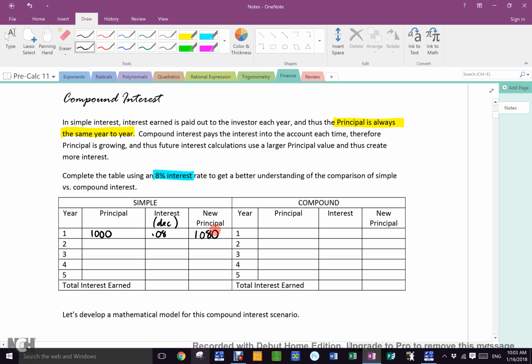1,080. Everybody agree? Now in simple interest, at the end of that year, the bank is going to give you a check for $80. Okay, thanks. All you did was deposit $1,000 in their account. They're giving you $80 free. Everybody understand? Now, since they don't have access to that $80 anymore because they've given it back to you, how much do they have the next year for a principal?